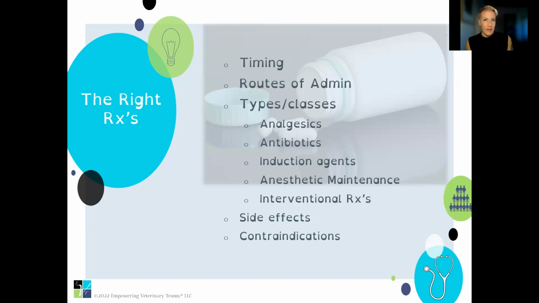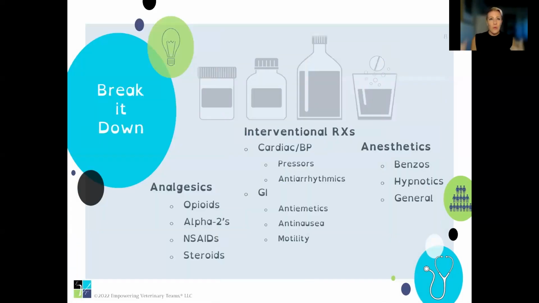And what are those side effects, right? Especially if those are things that are contraindicated, right? If they are coming off a washout period of steroids, maybe you want to wait on that injectable Rimadyl. So taking all of this into consideration is then going to determine which drugs go where, right? So this is a little bit more of a breakdown of those classes and types that I was talking about just a moment ago. So the analgesics come up first.